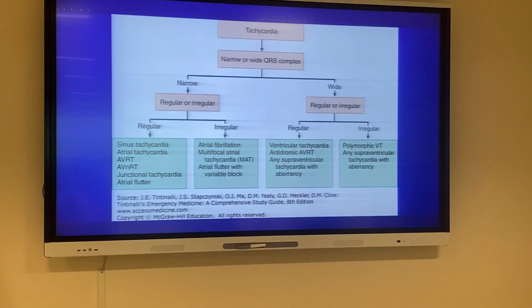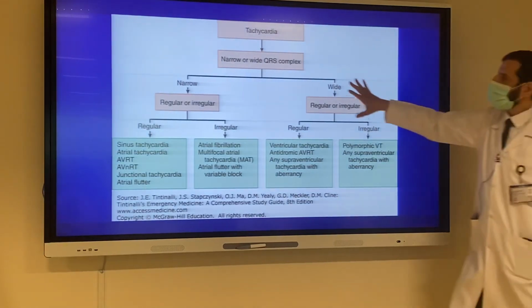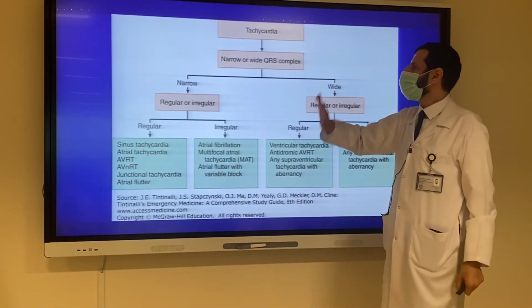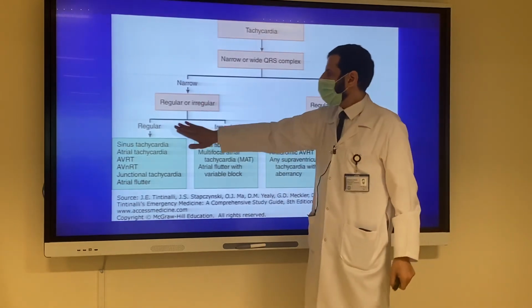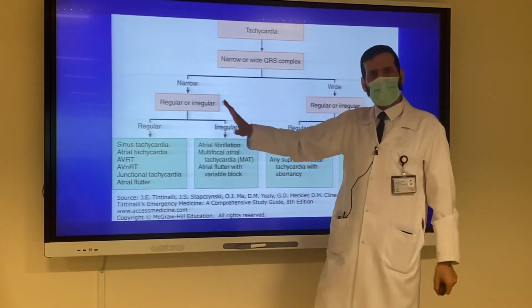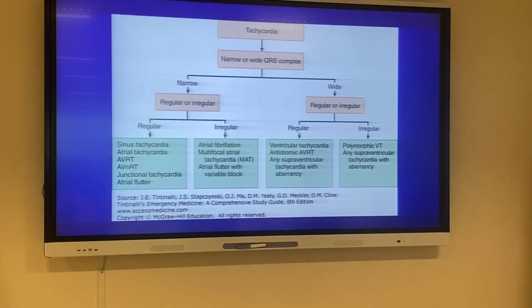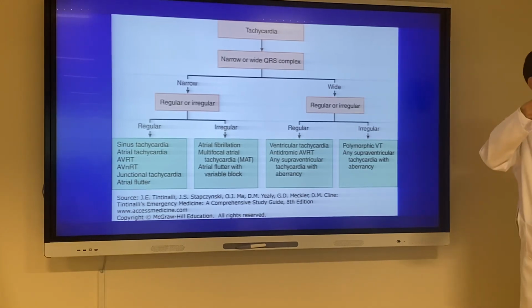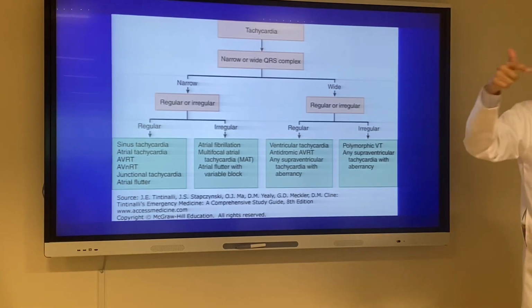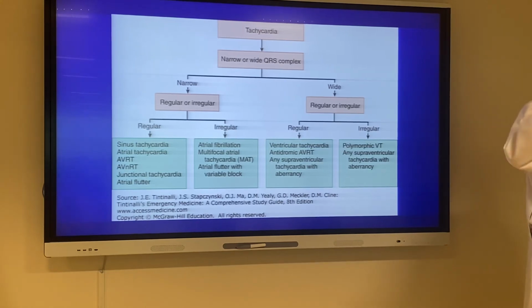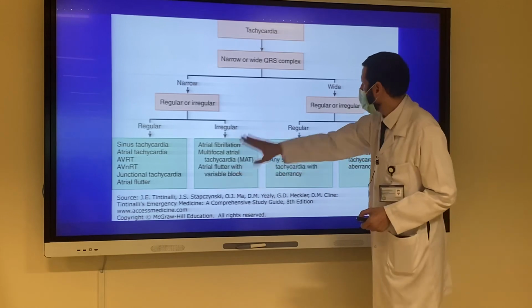So if the patient has tachycardia, look whether it is narrow or wide, right? If it is narrow, regular or irregular. If it is regular, sinus tachycardia or SVT. These are the two things you should keep in mind. If it is irregular, three differential diagnoses: atrial fibrillation, atrial flutter with variable conduction, multifocal atrial tachycardia. And we've seen ECGs of all these three, so remember them.